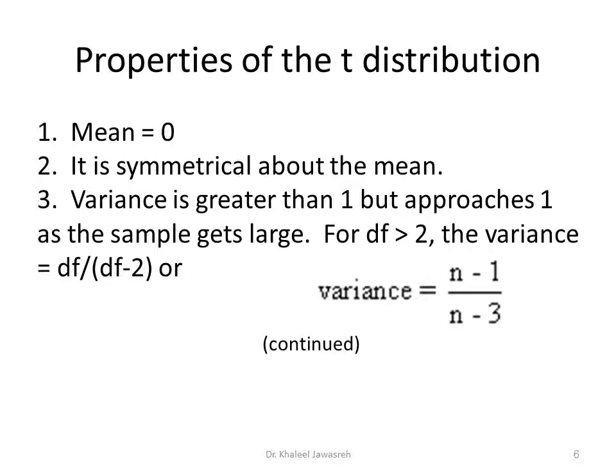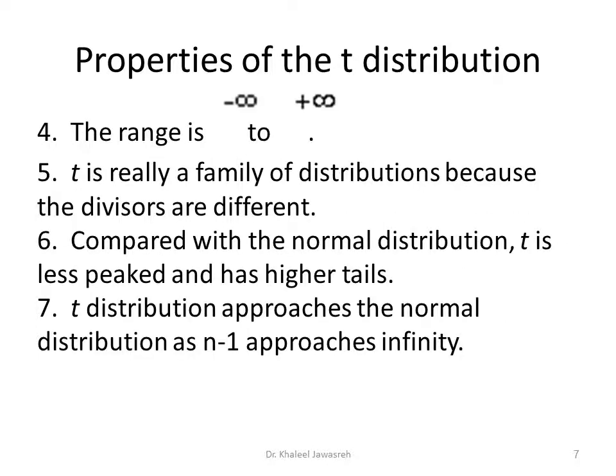So usually the degrees of freedom is just the number of observations minus 1. So the variance, as it approaches 1, is n minus 1 over n minus 3. The n is the number of observations used in the study. Also the range is from minus infinity to infinity. This is the range of it, an unlimited number. T is really a family of distributions, because the divisors are different.